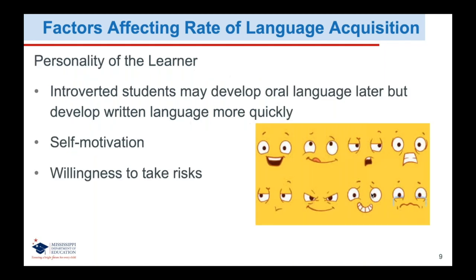Also, the personality of the learner. Those introverted students may develop oral language later, but their written language may come along more quickly. Their self-motivation is a big factor.